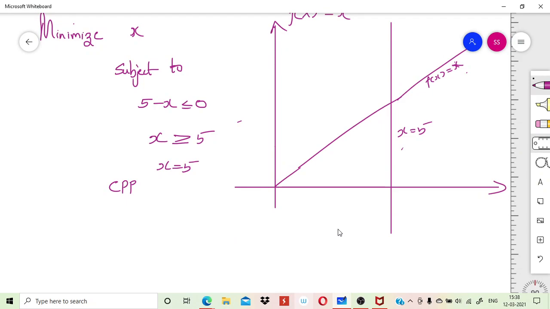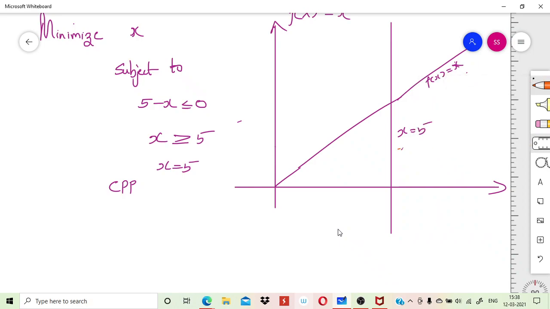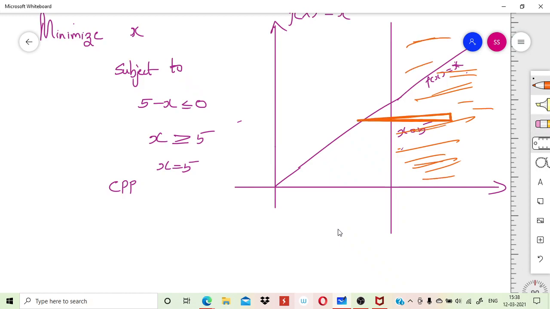Okay, so the examiner is telling me to minimize x subject to 5 minus x less than or equal to 0. So let us find it out graphically. It is very easy to find. So f of x equal to x, I have drawn the line, and x equal to 5 is the constraint. So x greater than or equal to 5 means this region, and you will get all these regions like this.